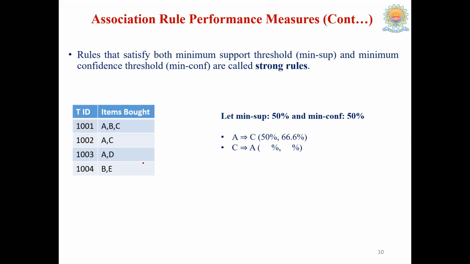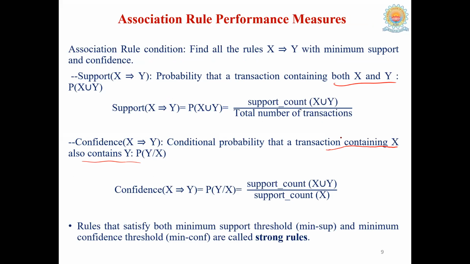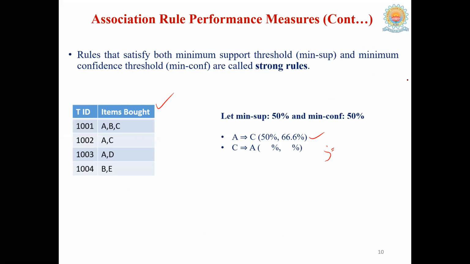And here is an example. Consider the data set given here and consider the rule A implies C. Then what is the support? How can we obtain the support? Support is the probability that a transaction contains both X and Y. So here, out of four transactions, how many contain both X and Y, in the sense here A and C? Only two transactions contain A and C. So here the support is 50%.